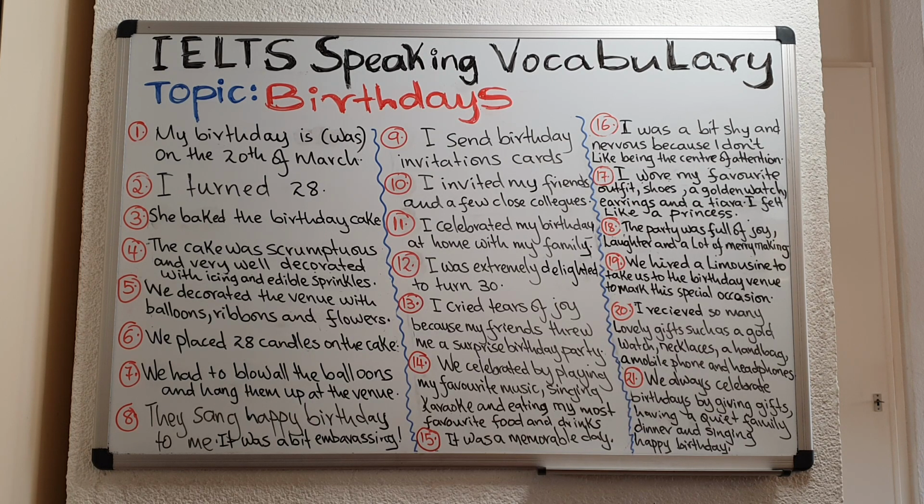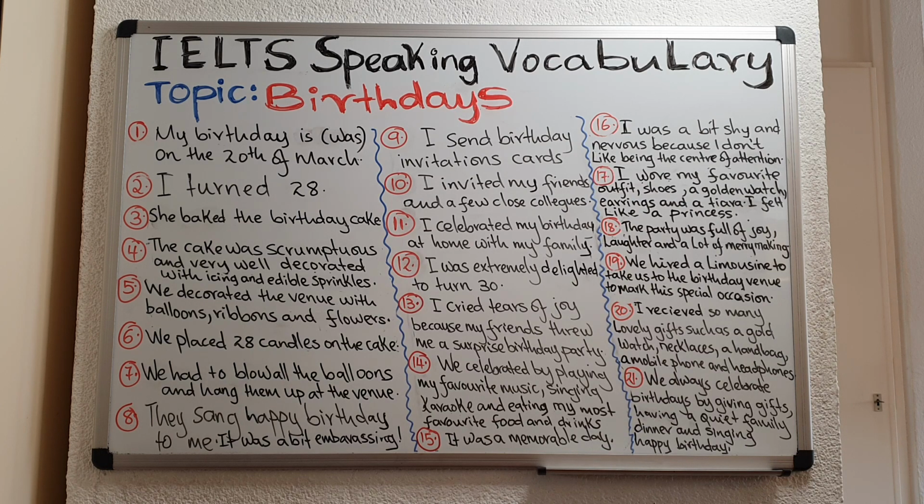Scrumptious would be a band 9 word. Instead of saying the cake was yummy, the cake was delicious, you can say the cake was scrumptious. Very well decorated. Decorated means that somebody put some icing, okay? The icing is the white sort of crunchy part of the cake on top. After you bake a cake, you decorate it, you put icing on it. It's the white stuff that you put on the cake.